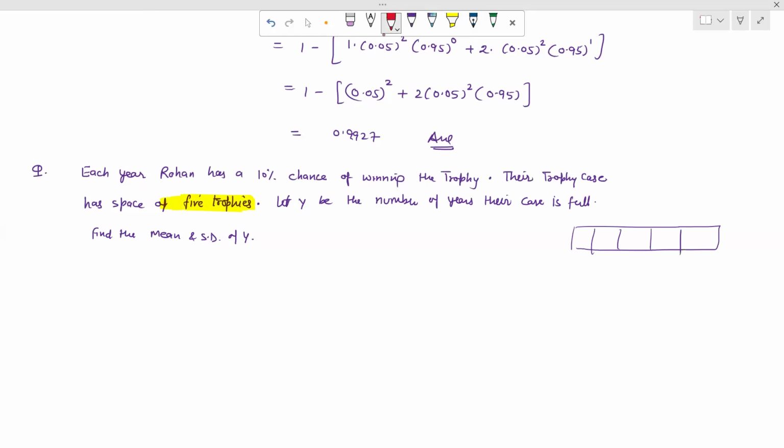Okay, so now this problem is also based on the negative binomial distribution. Now we consider p to be the probability of success.